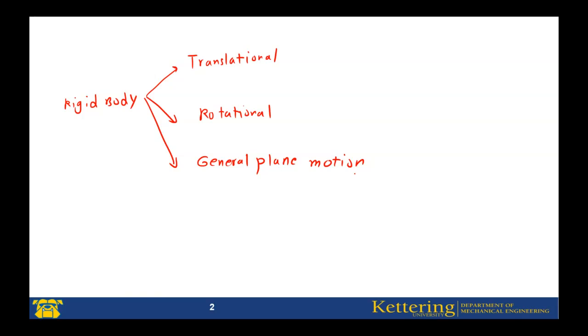For a translational motion, when a rigid body moves along a straight path or curved path, you learned that the velocity and the acceleration of any point inside of the rigid body are equal. This is for translational motion, such as a car moving along a straight path or along a curved path. For a rotational one, such as a disk that is rotating.